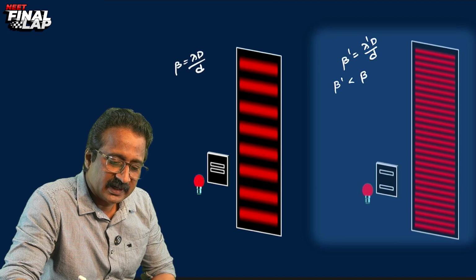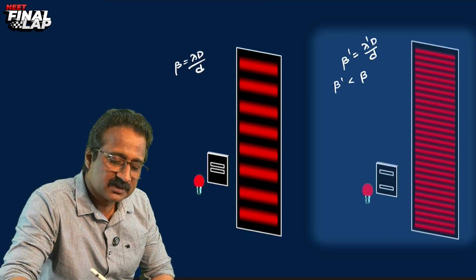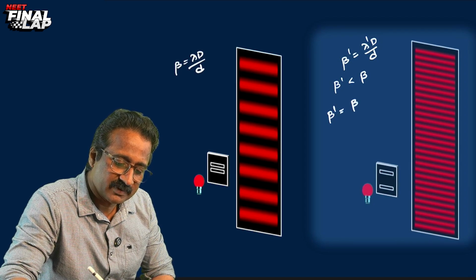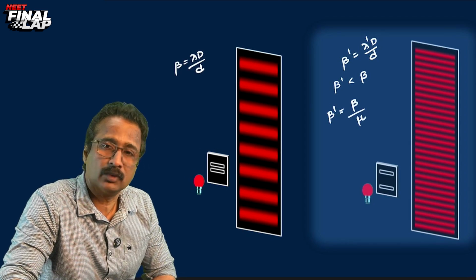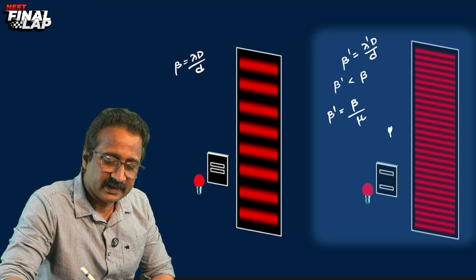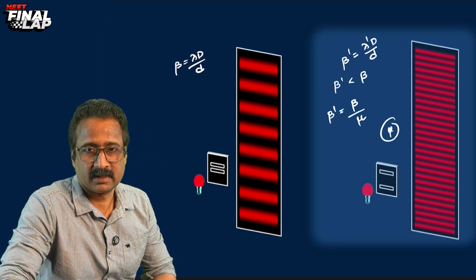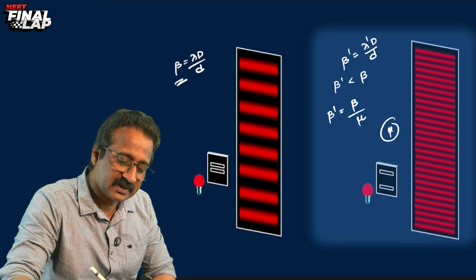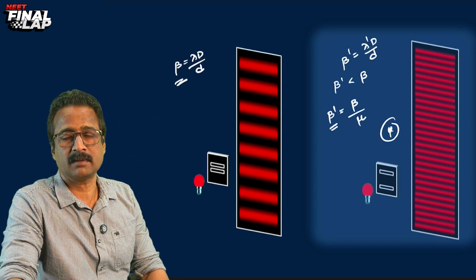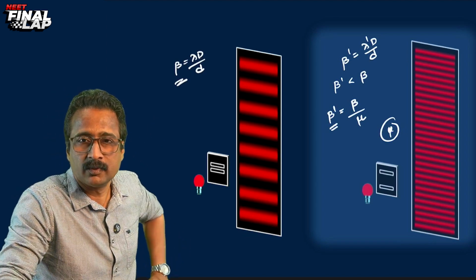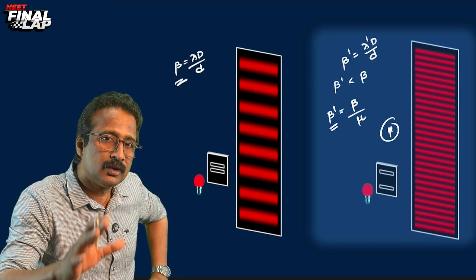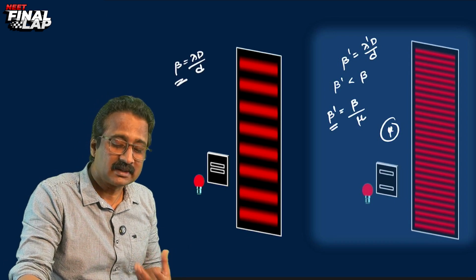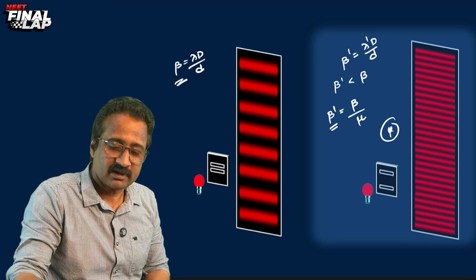Now, let me try to give you an expression connecting the new bandwidth and the previous bandwidth. Okay, I'm writing it here without any mathematical steps. It is given by beta dash is equal to beta by mu. And here mu is nothing but the refractive index of the new medium. So if the experiment is conducted in air, the bandwidth is beta, and if it is conducted in liquid, then the new bandwidth becomes beta dash equal to beta by mu, where mu is the refractive index of the new medium. Okay, so when YDSE is conducted in some other medium other than air, certainly bandwidth is affected.